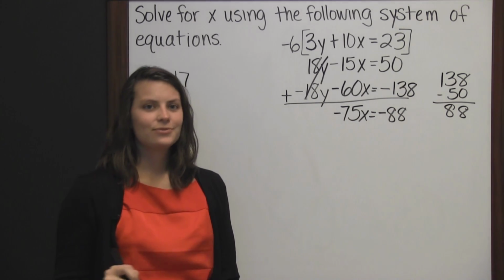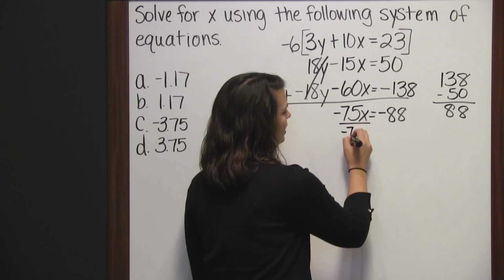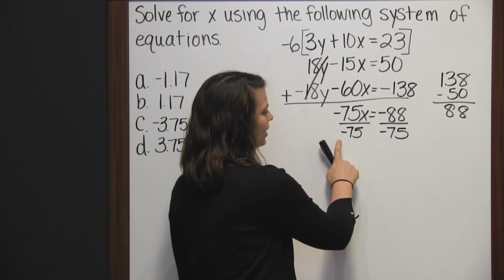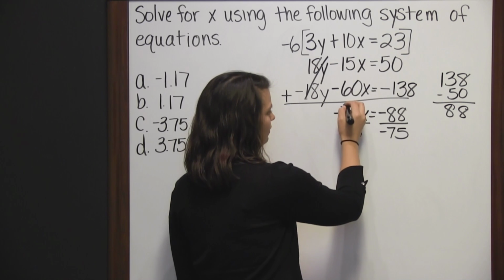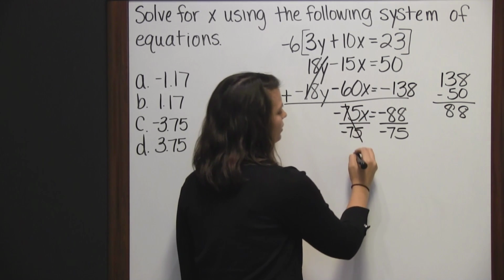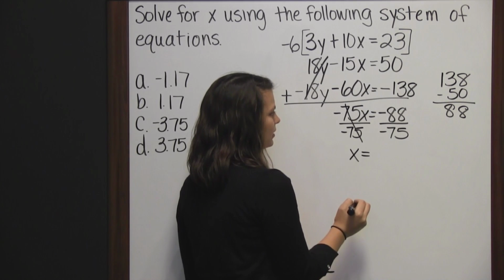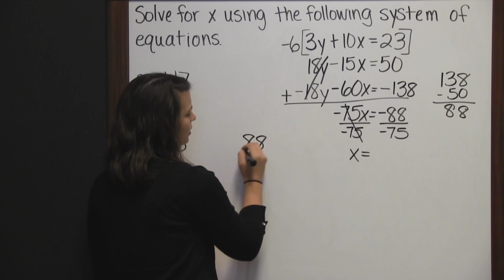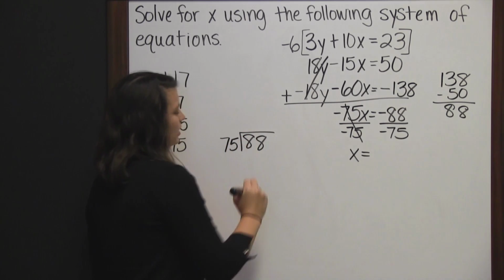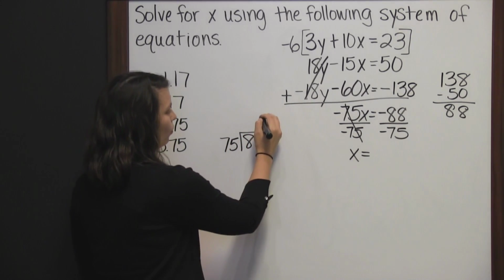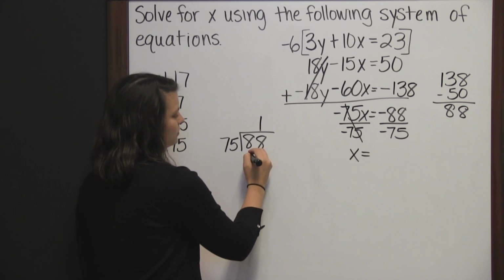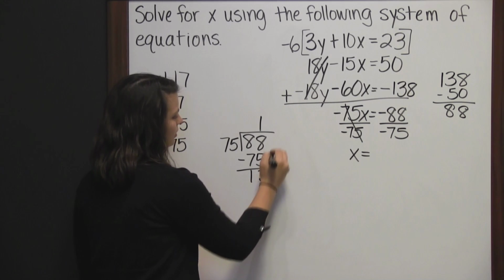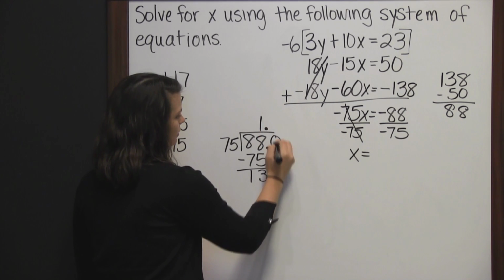Finally, to solve for x, we need to divide both sides by negative 75. A negative divided by a negative is a positive, and 75 divided by 75 is 1, times x is x. And again, a negative divided by a negative will give me a positive, and we can divide those off to the side. 75 goes into 88 one time. 75 times 1 is 75. We subtract and we get 13. Add a decimal and a 0, bring it down.